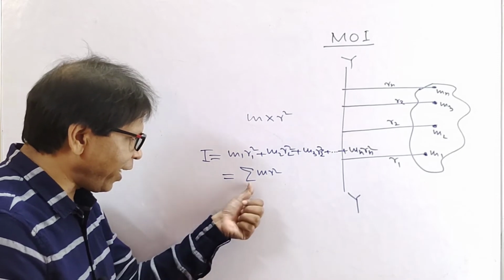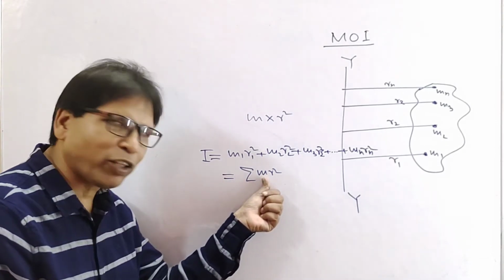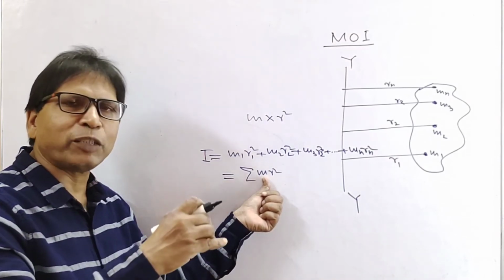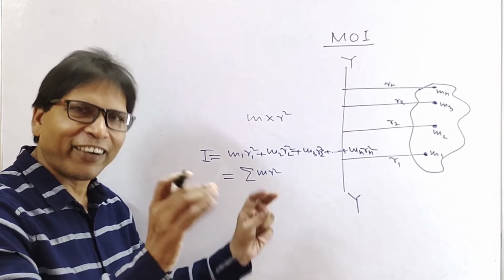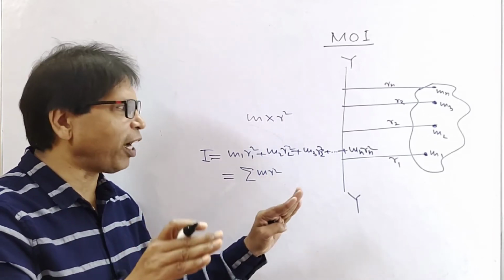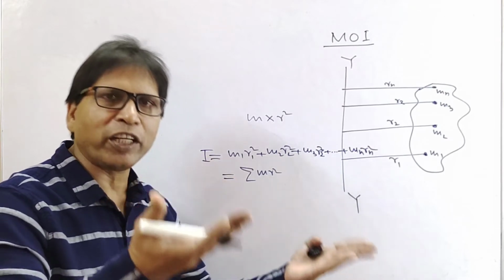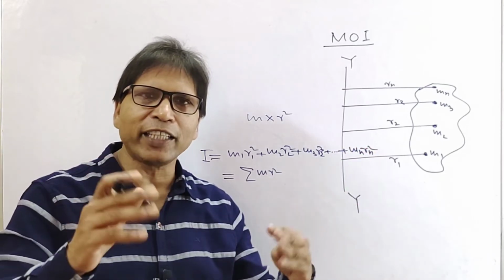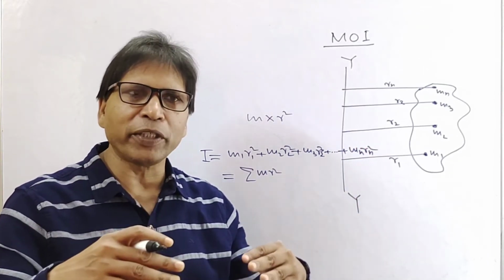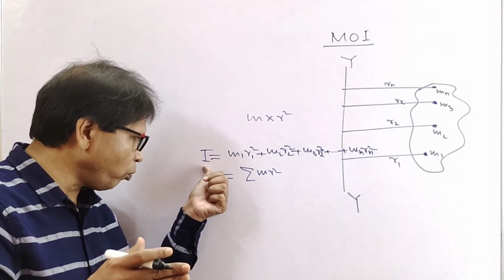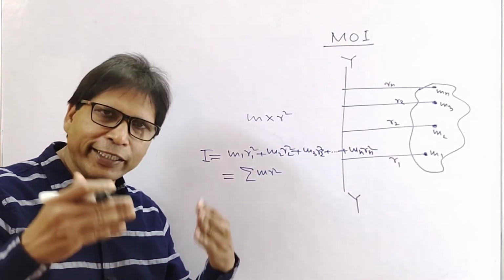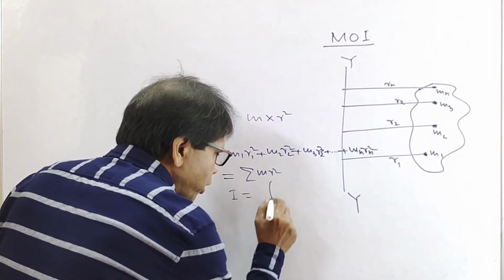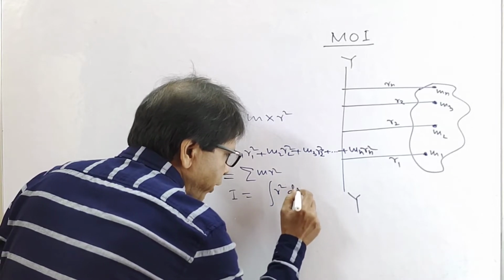So moment of inertia is the summation of the product of the mass of the particles and the square of their distance from the axis of rotation. It does not depend only on mass, it depends on the distribution of mass. If the mass is more scattered, the moment of inertia is more. Less scattered, the moment of inertia is less. This formula of moment of inertia is for discrete particles. For a continuous distribution of mass, the moment of inertia becomes the integration of r square dm.